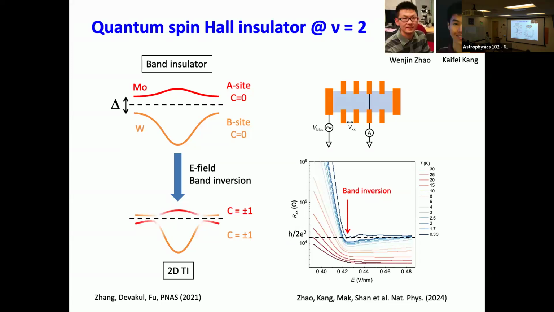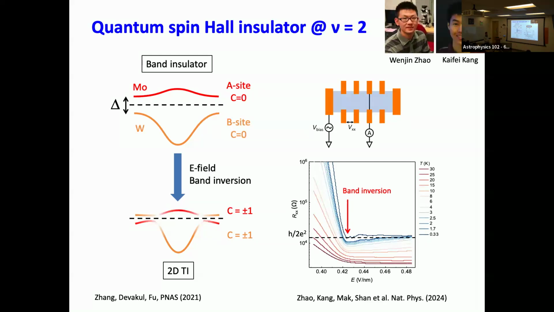That corresponds to putting the Fermi energy located between the two bands, one from the molybdenum layer, one from the tungsten layer. That's before band inversion. So you actually have a trivial band insulator at filling factor 2. And you can apply an electric field to cause a band inversion, then you develop Chern bands, and supposedly you can get a 2D TI in this case.